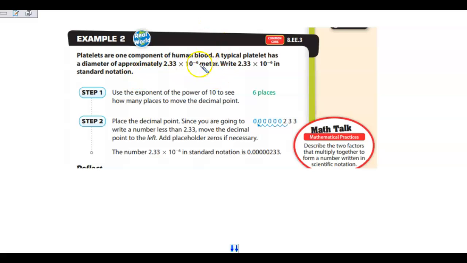So the negative 6 is telling me that it moved right 6 places. Because we're undoing it, we're going to go left 6 places. So we're going to write our 233, and the decimal starts here, and then we're going to go 6 places to the left, and that means I move 1, 2, 3, 4, 5, 6 places, decimal goes there, and then add a placeholder.